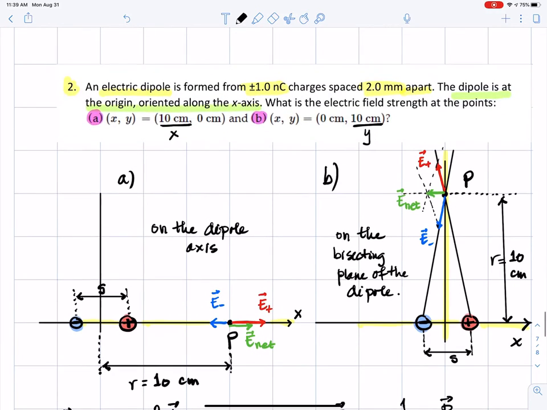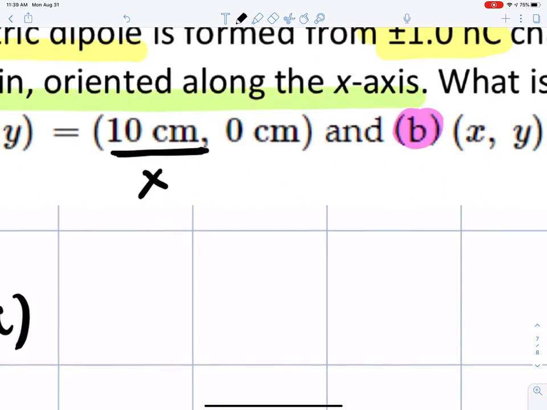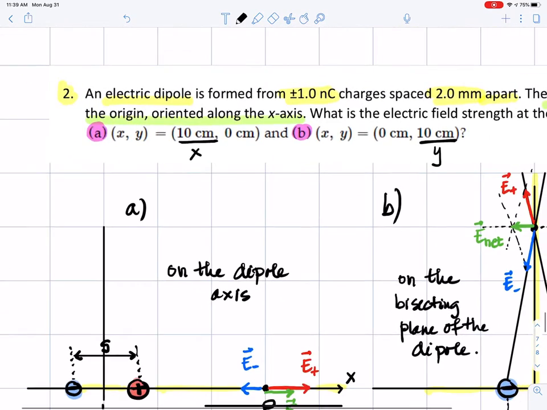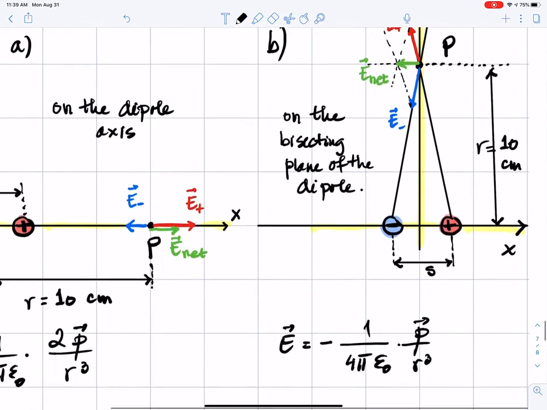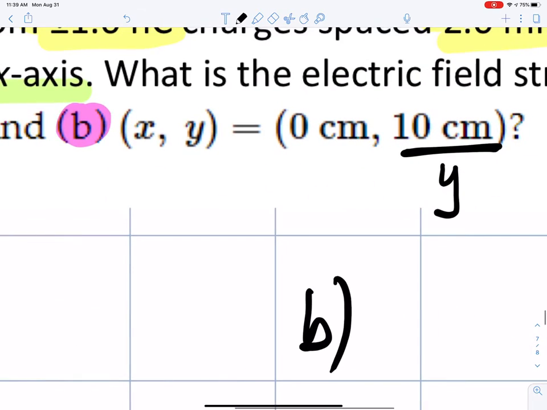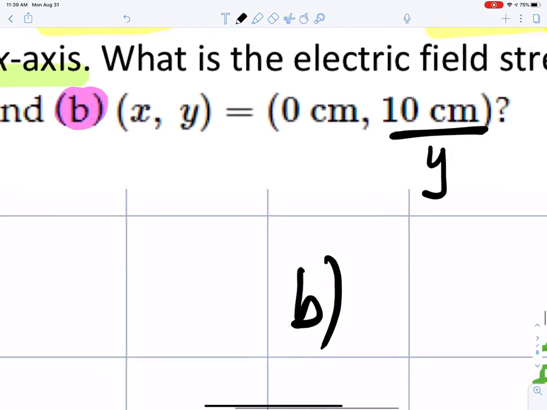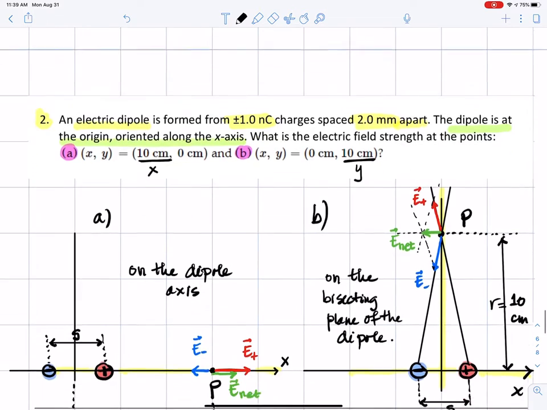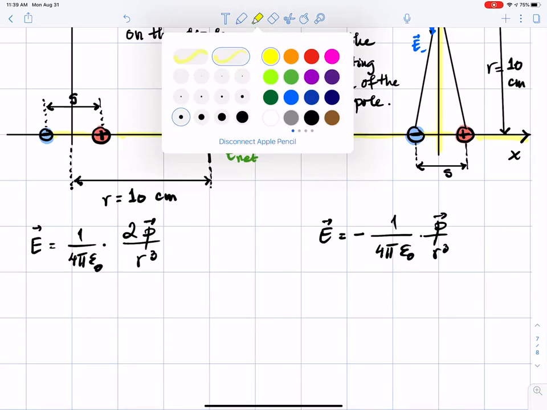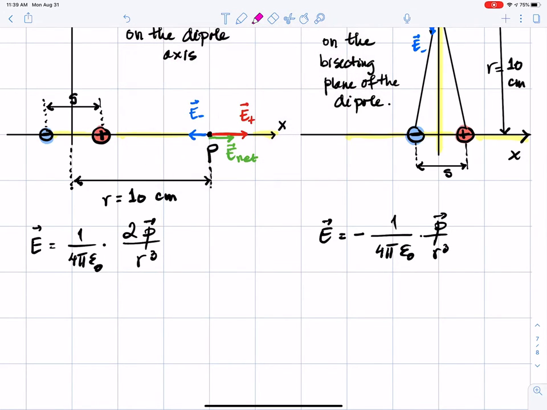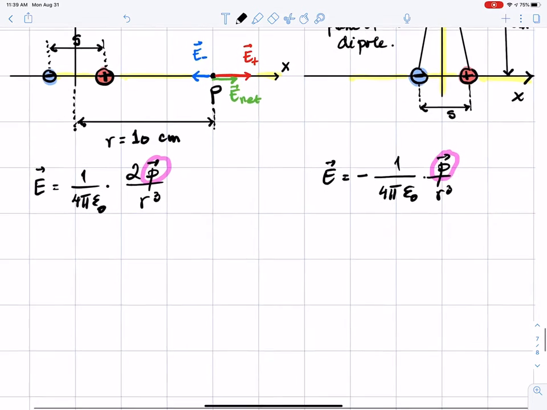So if the problem asks you to calculate this at x equals 10 centimeters, that means it's going to be on the axis of the dipole, and we're going to continue with this. For y equals 10 centimeters, that means on the bisecting plane. They don't tell you this in the problem, but you have to recognize that. So what's missing? For each situation, if we find the dipole moment, then things are clear. So let's start by doing that first.